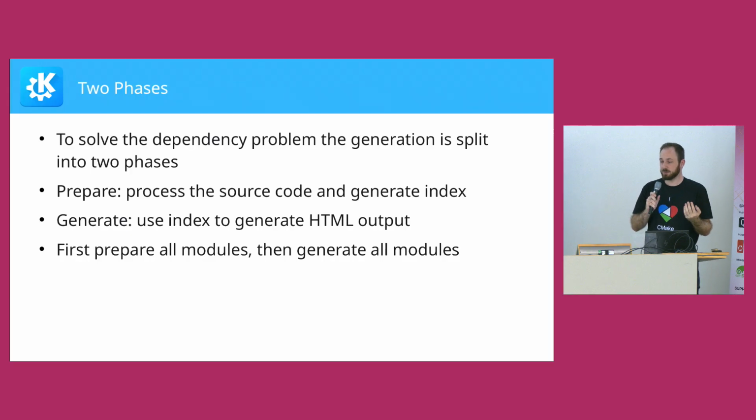Then only comes the second phase. The second phase is called generate, where the system takes those index files and all the information encoded in them and then turns it into the actual HTML files as a result. And at that point, all of the index files for all the projects are available, so it can properly do all of the cross-linking, and dependency cycles are not a problem.